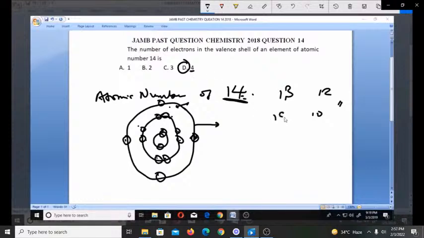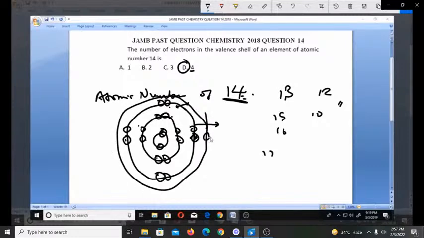Had it been 15, we would have added an extra 1 here, making it 5. If it is 16, it would have been 6. If it is 17, it would have been 7. If it is 18, it would have been 8. But if it is 19, we would have now added another shell and counted that 19 as 1, so the valency would have been just 1. So take note of this. So the right answer is D, 4. Thank you.